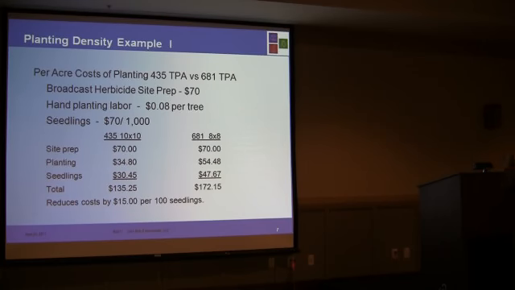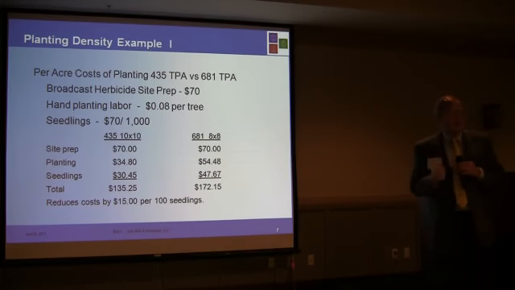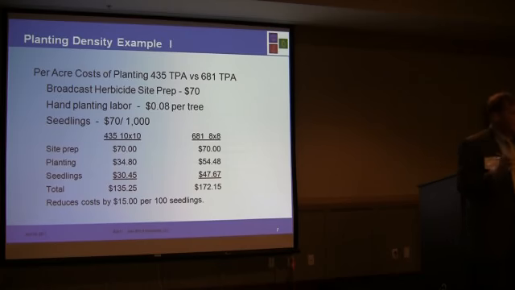Say if you were to move down to 435 trees per acre, that's a reduction of 250 trees per acre in this planting. Your site preparation, let's assume you do a broadcast herbicide treatment, $70 per acre. Your hand planting, let's say just 8 cents per seedling. And then seedlings are $70 a thousand, or 7 cents a seedling. That's 15 cents a seedling.